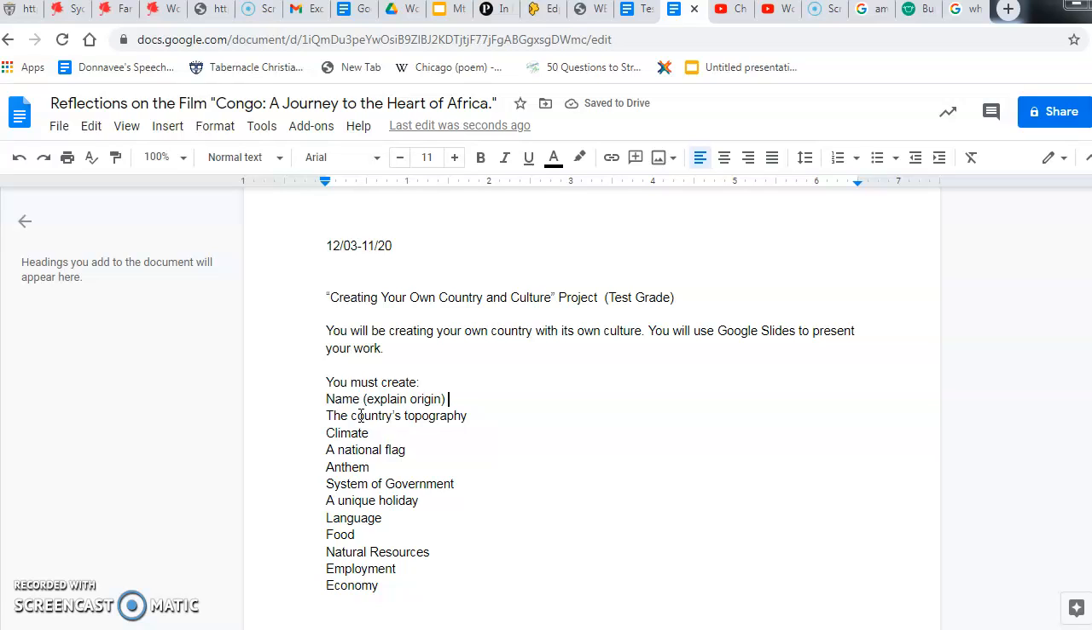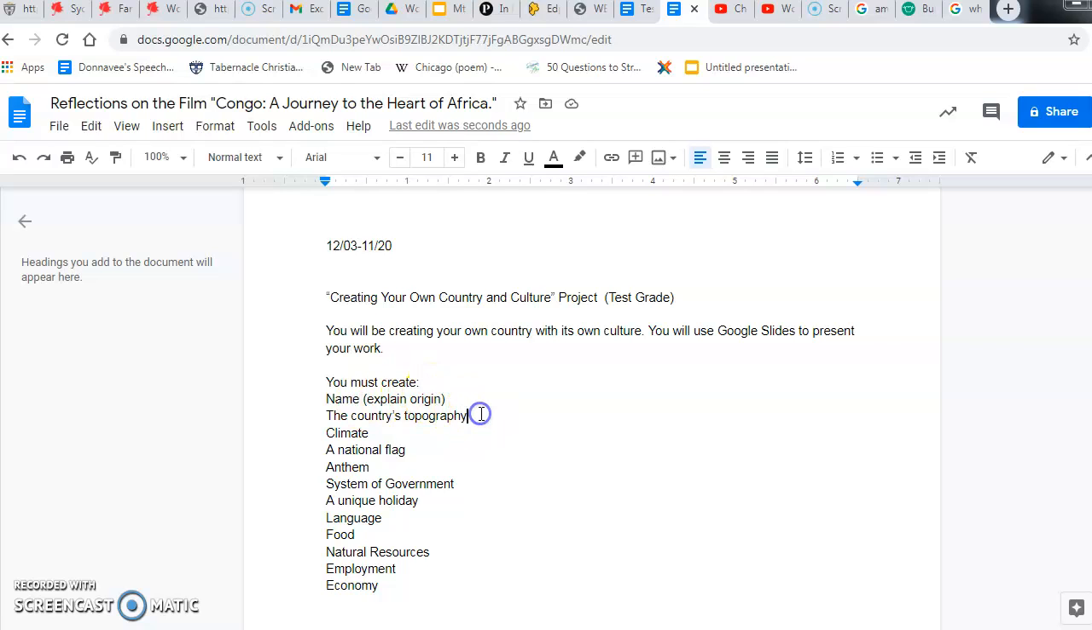All right, so you're going to explain the origin. So, for example, when we think of the United States of America, obviously the origin is that each of the states were separate colonies, but then they became united and they came together, and that's the reason we're the United States of America. And also, of course, you have to think about the Civil War and how there was that conflict when we were united once again. So, on the first slide, you need to have the name of your country and then explain its origin.